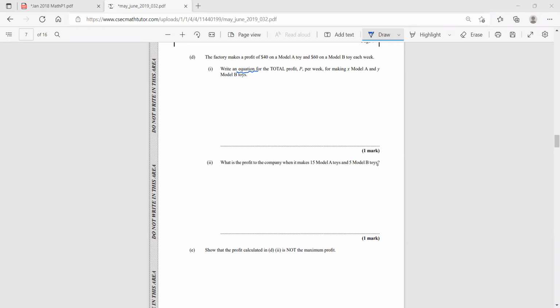How do we make a statement for the total profit P? The profit P will be equal to what? 40x plus 60y. Nice and simple, right? 40 by how many X and 60 by how many Y? That will represent the profit that you're going to make.